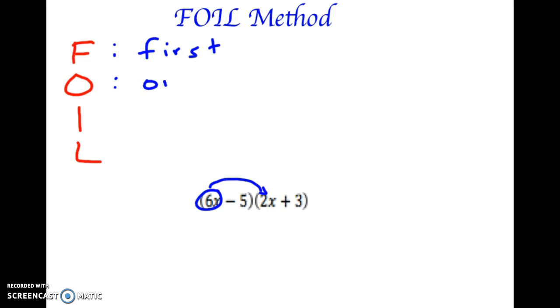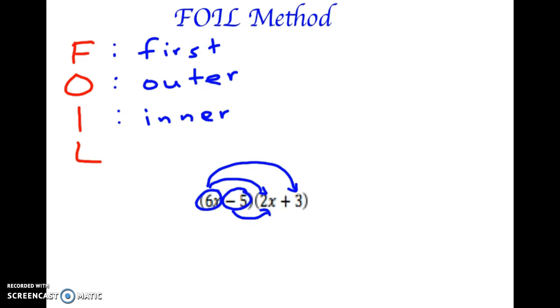The O is for outer. That is a reminder to make sure that the 6x gets multiplied by the 3 in this case. So the outside parts of the parentheses get multiplied. The I in FOIL is for inner. In our case, it's going to be the negative 5 getting multiplied by the 2x. And the L in FOIL is for last. That's to indicate that the last term in each set of parentheses gets multiplied together, in this case, the negative 5 times the 3.